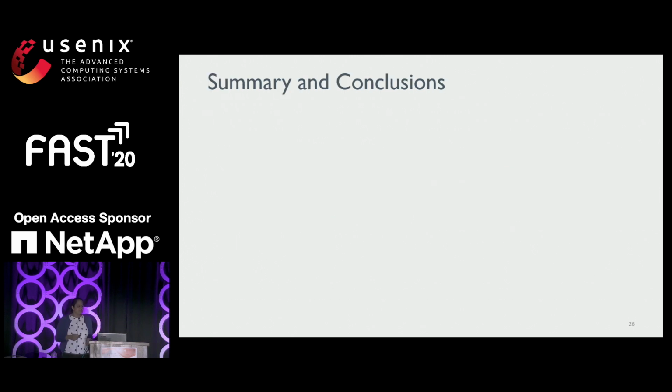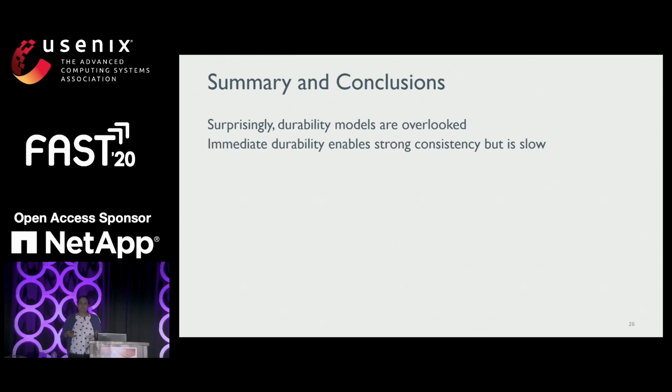So to summarize, although we have studied consistency models for many years, we find that durability models are surprisingly often overlooked and that there are only two durability models that systems currently use. In one approach that we called immediate durability provides stronger consistency guarantees, but it is very slow. Another approach that we call eventual durability provides weaker consistency guarantees, but it is fast.